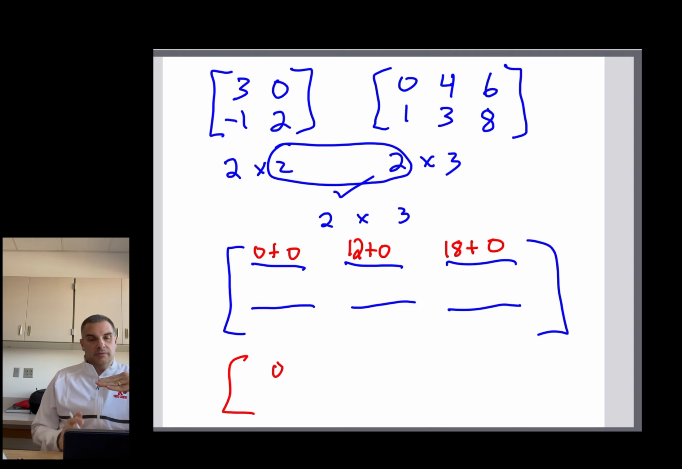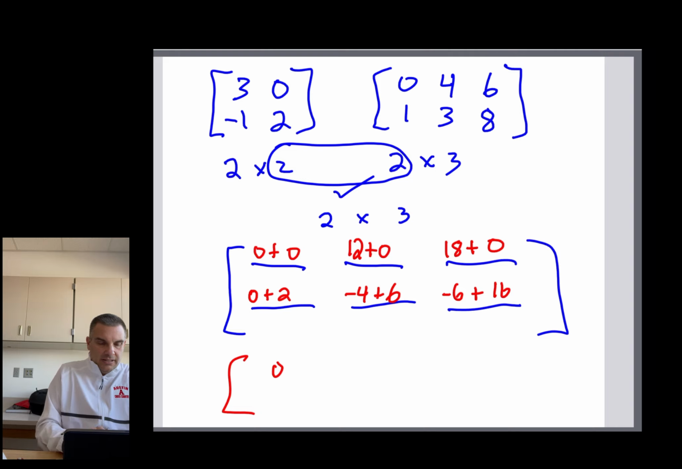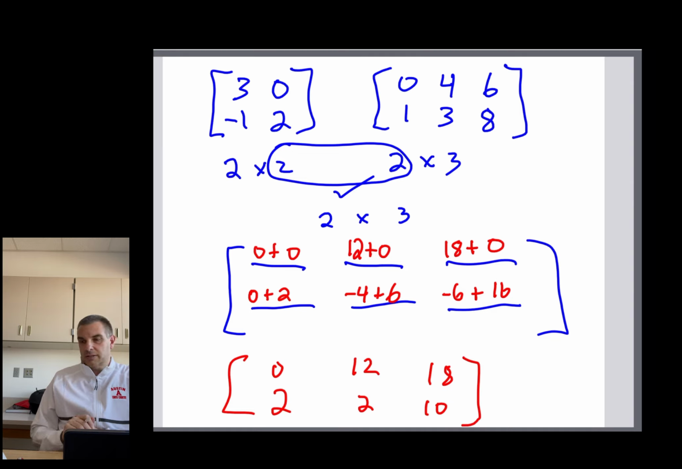Now I go to the second row, first column. -1 times 0 is 0. Plus 2 times 1 is 2. Now second row, second column. So -1 times 4 is -4. Plus 2 times 3 is 6. Last one, -1 times 6 is -6. Plus 2 times 8, 2 times 8 is 16. Now we can go ahead, we've got 0, 2, 12, 2, 18, and 10 is the resulting matrix.